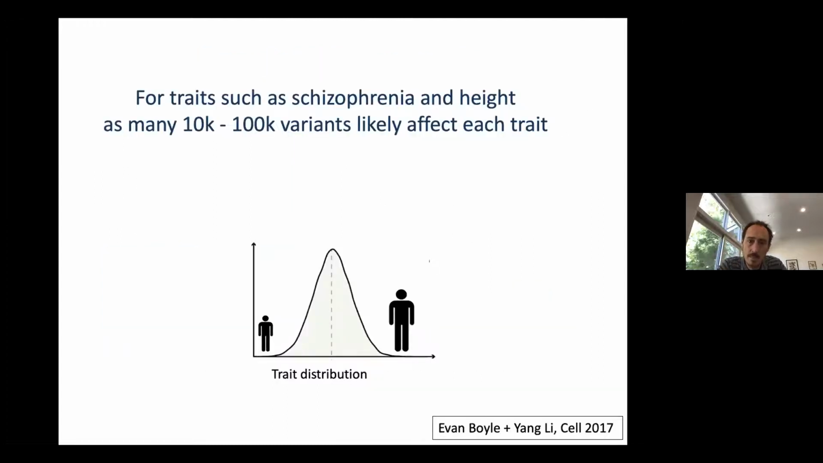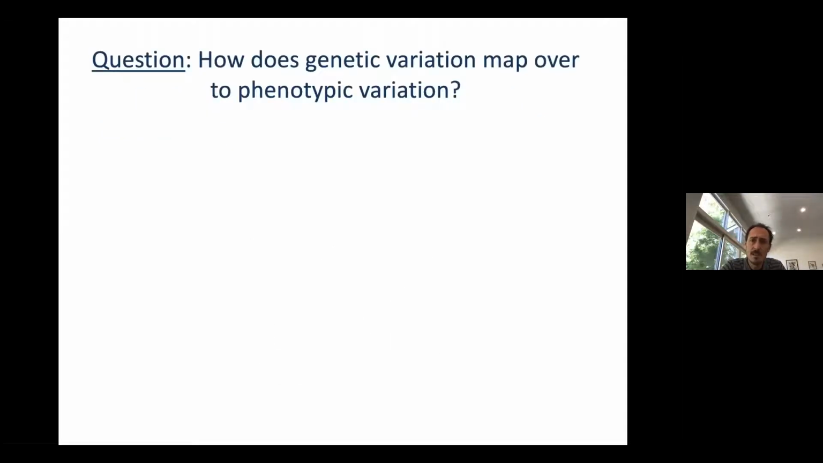The other point I want to make is that schizophrenia and height, which is another trait that we've studied as kind of a model trait, have enormous numbers of variants. So we've estimated perhaps on the order of 100,000 variants that affect both height and schizophrenia across the genome. And so then the question is, if we think of a scenario where you have 10,000, 100,000 variants spread very broadly, what's the nature of the mapping from genotype to phenotype?